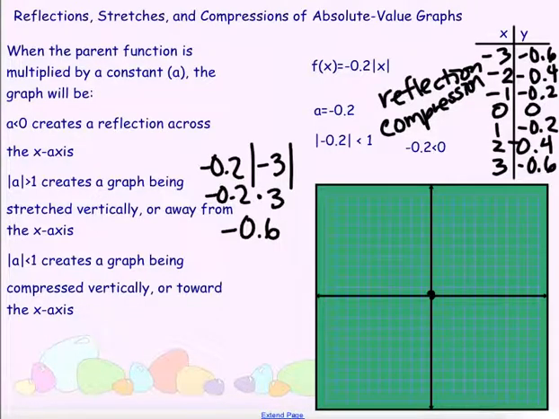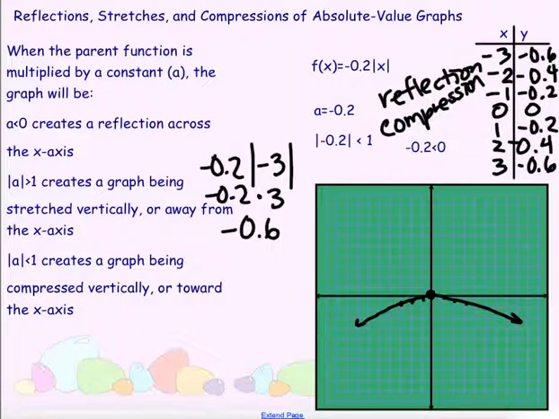We would have our vertex right here. At 1, we would be at negative 0.2, so I'm barely going to be off the x-axis. At 2, I'm going to be at negative 0.4, so just under a half. And 0.6 is going to be just over a half. And I'm going to do the same on the other side here. There we go. Okay, so you can see how this is much more compressed than what we normally have with our absolute value function. That is a little bit more true to scale.